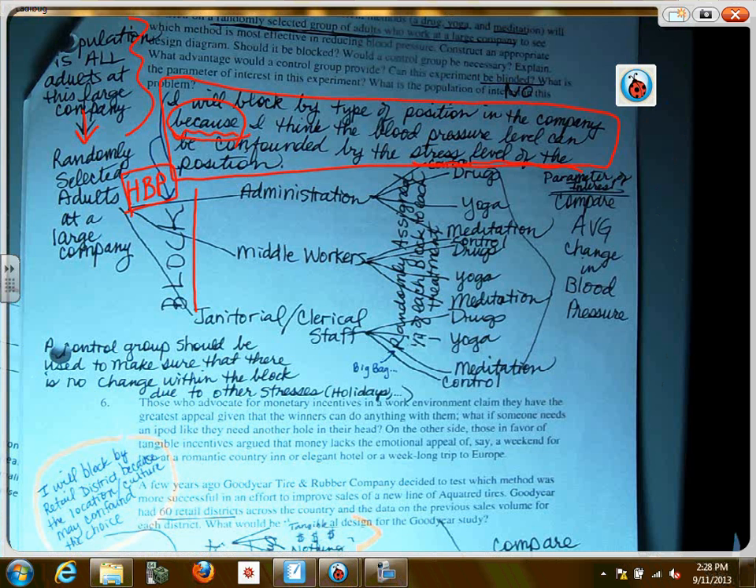Okay? So whatever reason you block, you have to say why, and it has to be affecting the blood pressure. Do not block by their favorite color. That has no effect on their blood pressure, probably. I mean, there may be some psychological studies on that or whatever, but okay? That's not a commonly known normalcy thing.